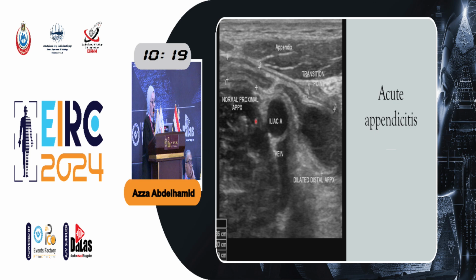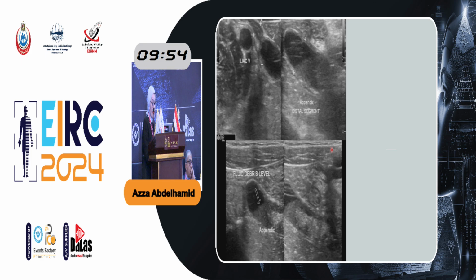Now we go to appendicitis. Commonly seen in the ER. How to diagnose appendicitis? We go at the level of the iliac vessels, that's the iliac artery and vein. This is the normal appendix, so diameter should not exceed 6 millimeter. This is the transitional zone, that's the dilated appendix containing debris and fluid level, okay, as seen here.